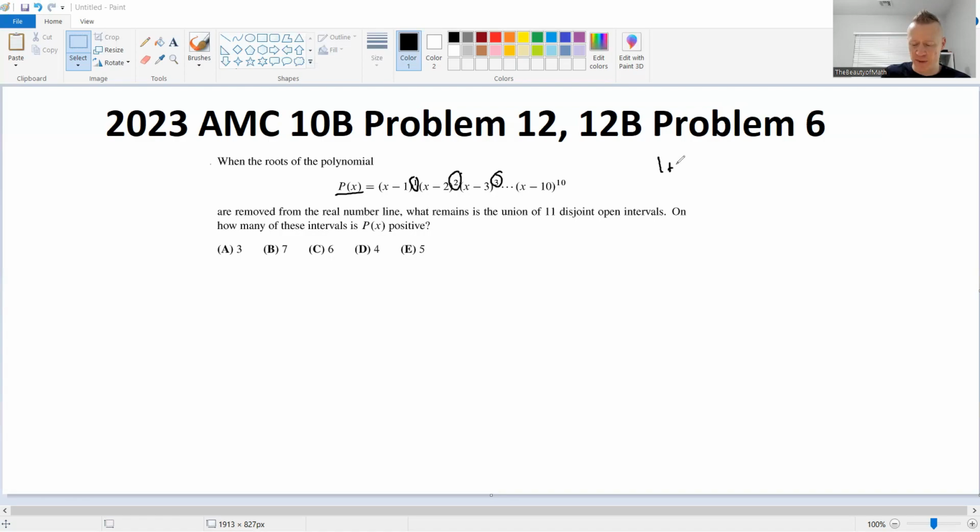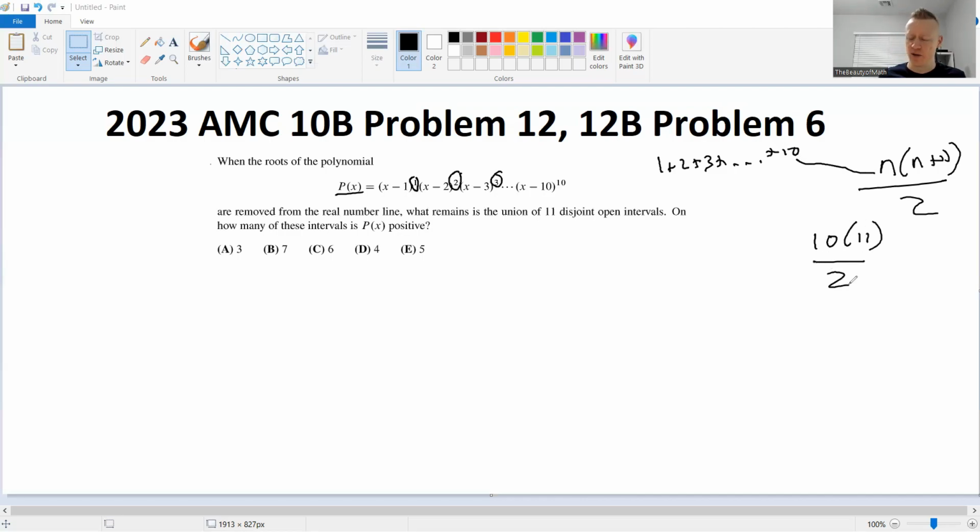So if I add 1 plus 2 plus 3 plus all the way to 10, as you might have seen earlier, the sum of the numbers from 1 to n is n times n plus 1 over 2. Again, it's a small notebook concept. It comes up all the time on the test. So then you're going to take that 10, plug it in. You're going to get 10 times 11 over 2, which is, of course, 55. Okay, great. So there's 55 powers. Our degree is 55. We will end going opposite directions.